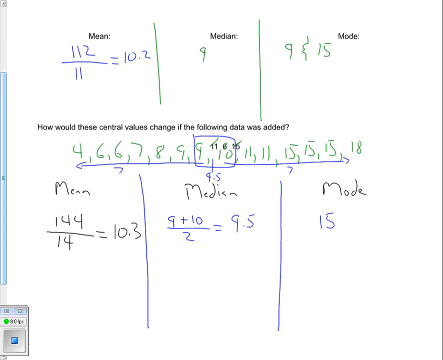Okay, so my measures of central tendency, my mean, median, and mode, all 3 of them have actually gone up a little bit. And so that's just a way that you can analyze part of a data set.